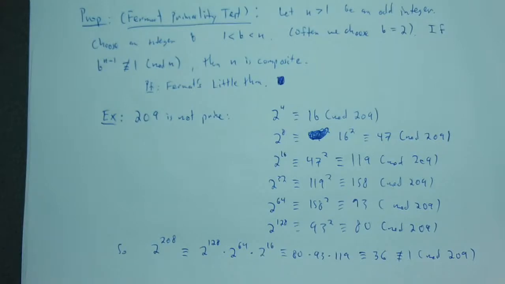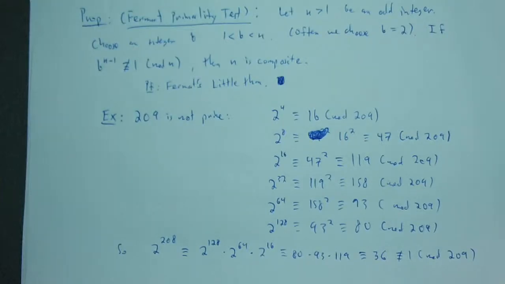But obviously, you have a burning question once you see an example like this, which is: what happens if you start out with a number, you go through this process, but you find out that 2 to the n minus 1 is congruent to 1 mod n? Is that number definitely prime? Well, no. There are counterexamples. I'll talk about that in a second.